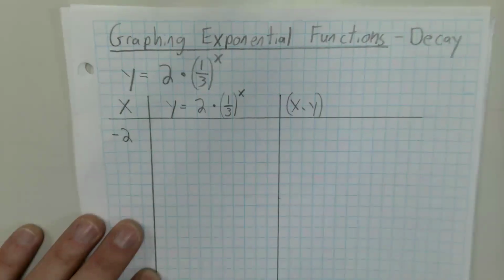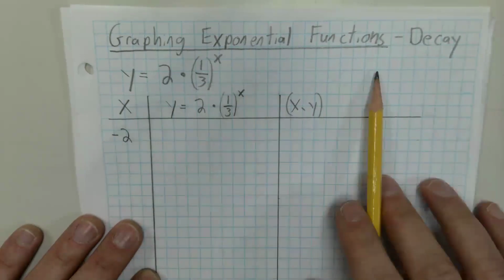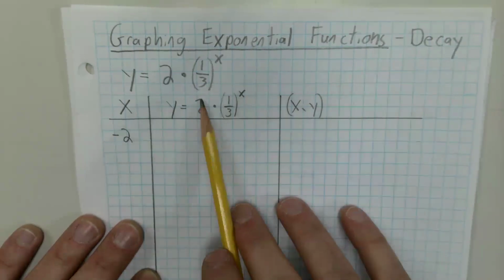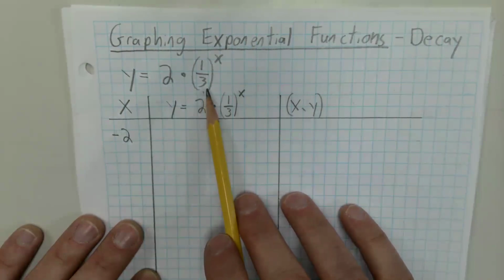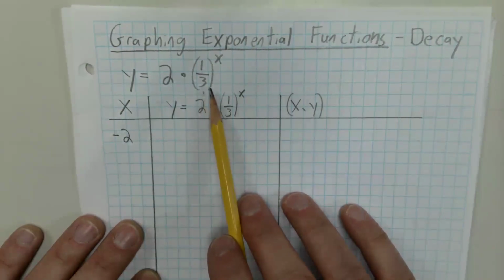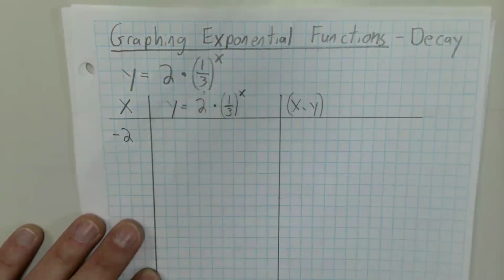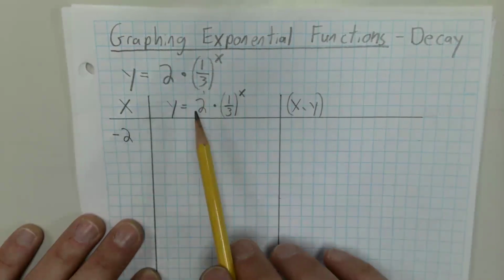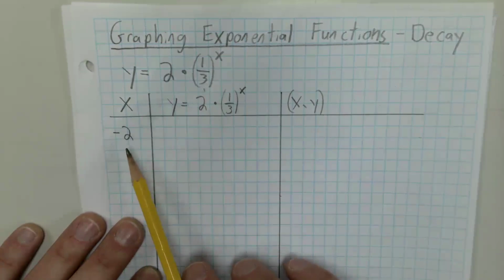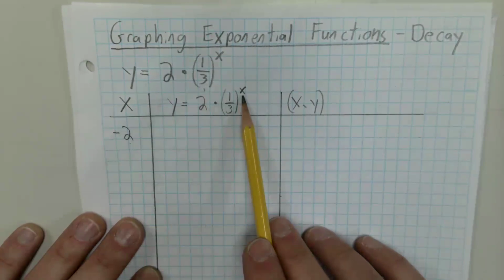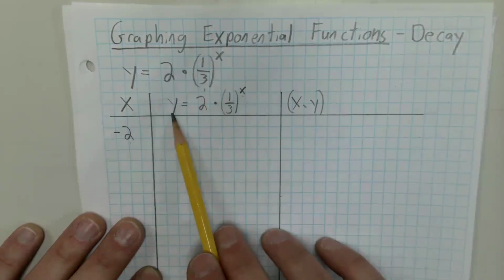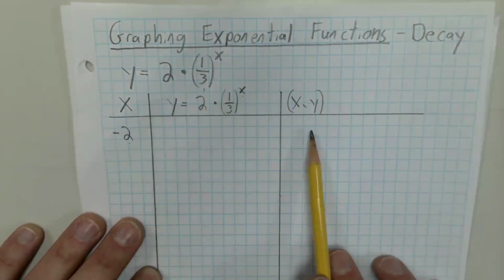Hey everyone, today we're going to be talking about graphing exponential functions. And today we're going to focus on that decay where the base is less than one and what sort of effect that's going to have on our graph. We're going to do this in the basic way where we're just going to plug in different values for x into our function and see what we get out for y, and that's going to give us our xy coordinate.